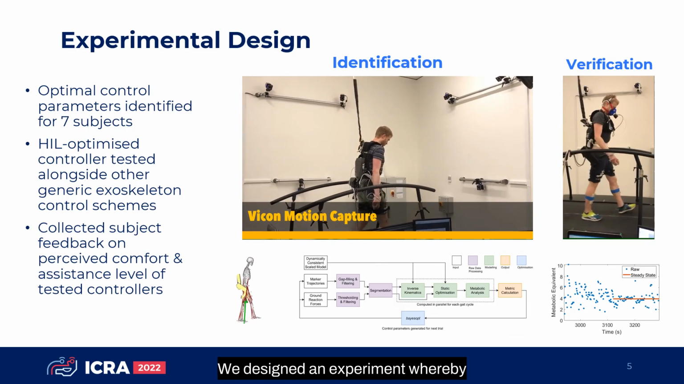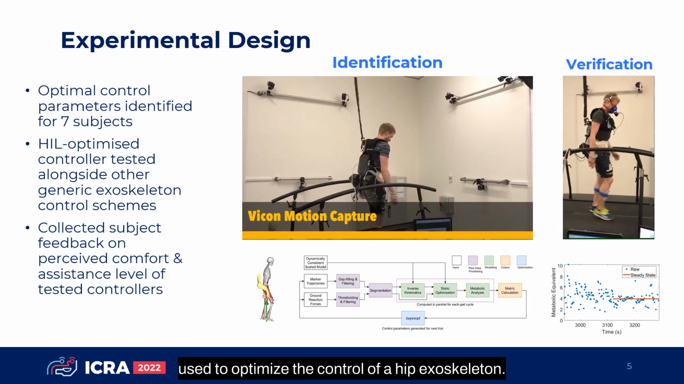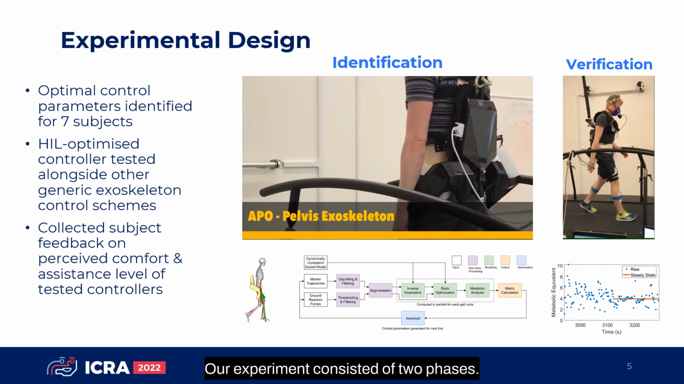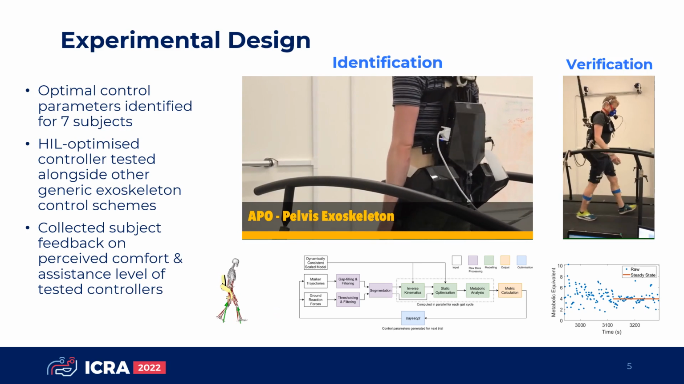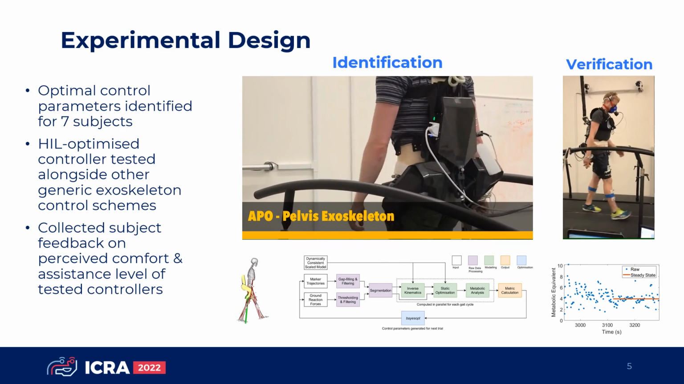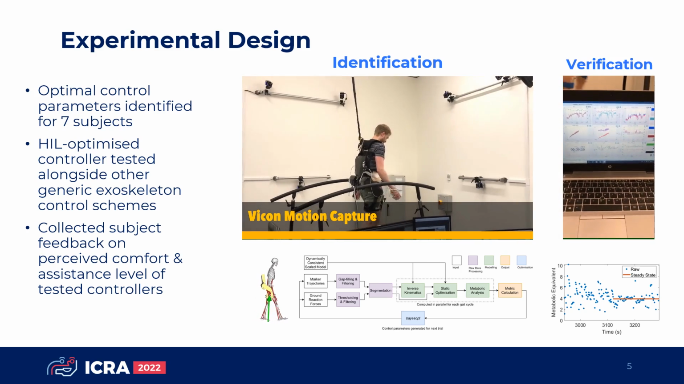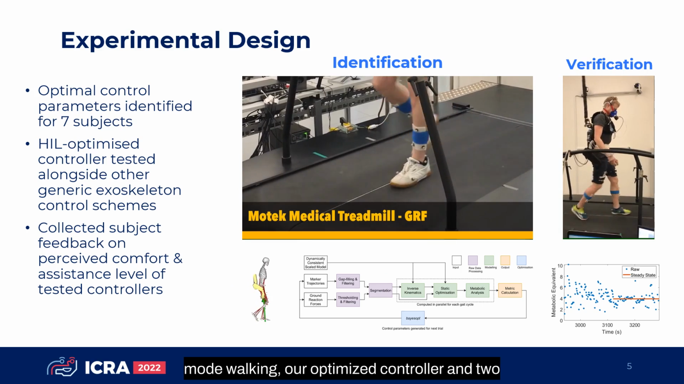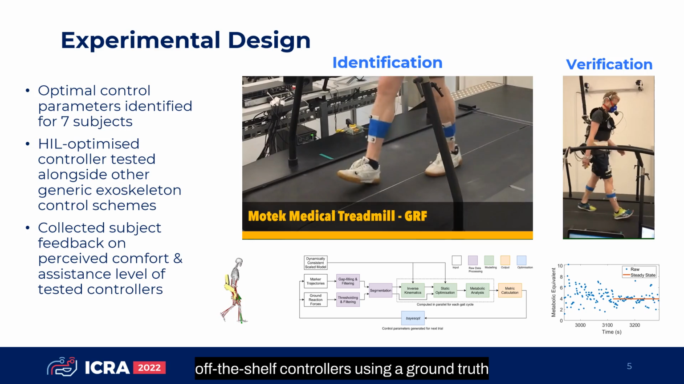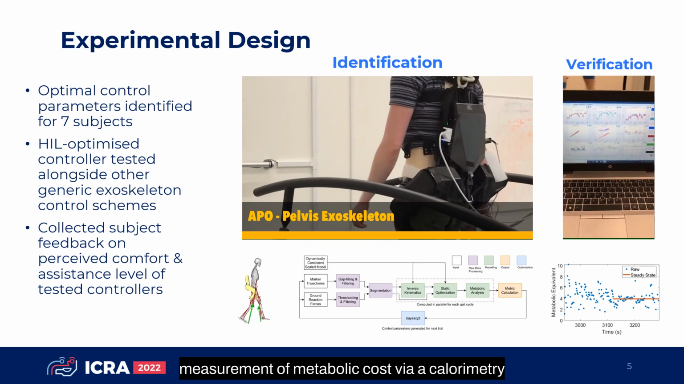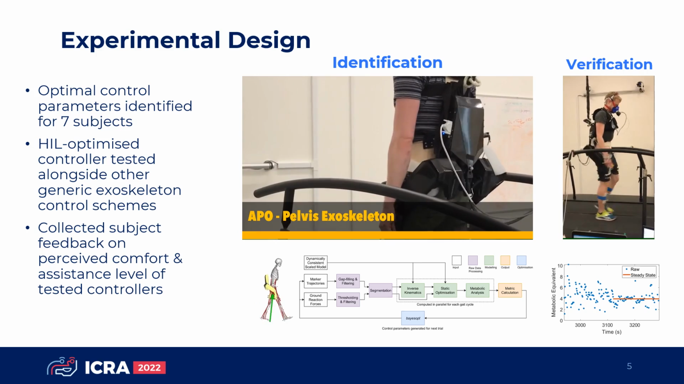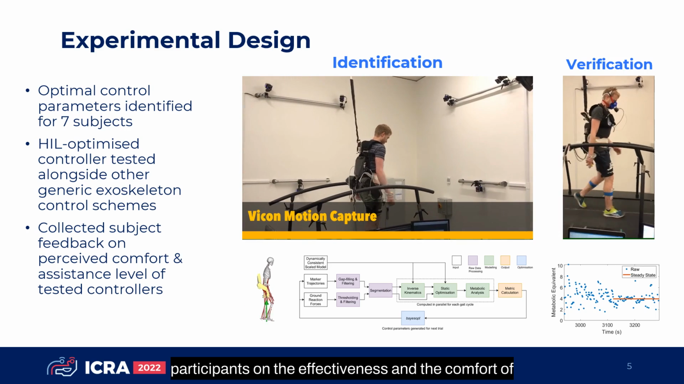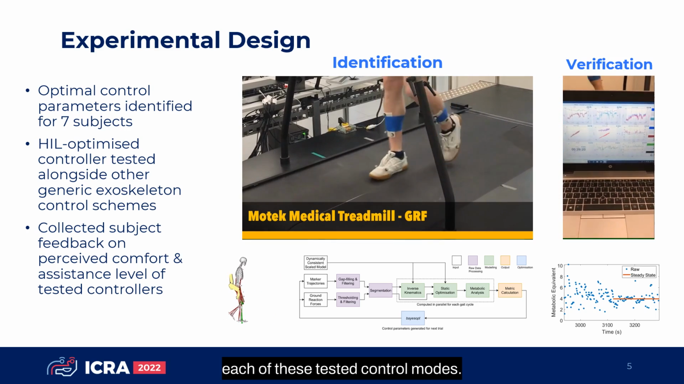We designed an experiment whereby our human-in-the-loop optimization framework was used to optimize the control of a hip exoskeleton. Our experiment consisted of two phases. In the first phase, subject-specific exoskeleton control parameters were identified for each subject. Then, in the verification phase, we tested transparent mode walking, our optimized controller, and two off-the-shelf controllers using a ground truth measurement of metabolic cost via a calorimetry device. In addition, we collected feedback directly from participants on the effectiveness and the comfort of each of the tested control modes.